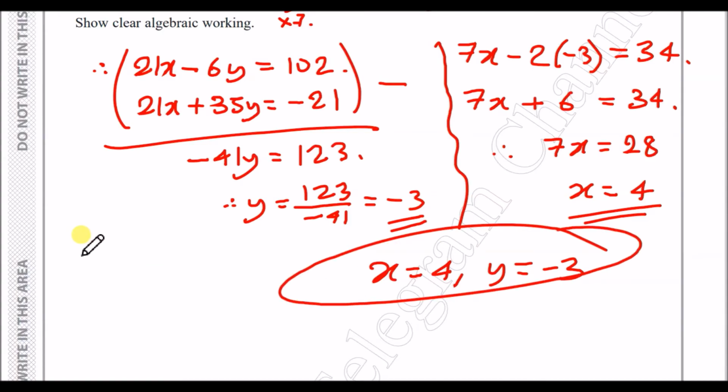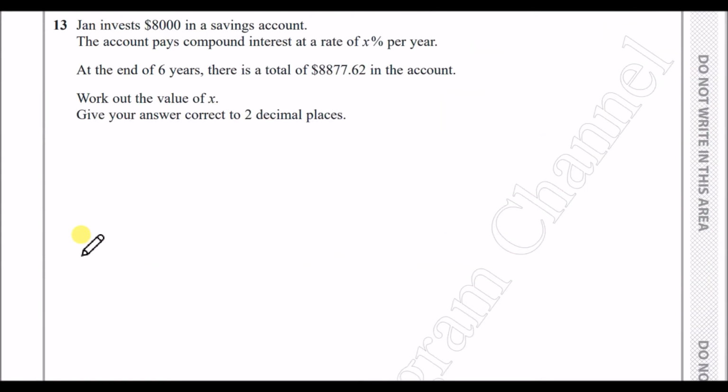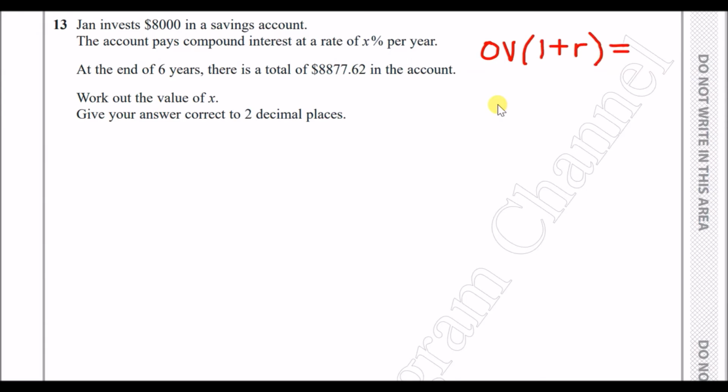So next question again, 13. So Jan, this is a personal name. So Jan invests $8,000 in a savings account. The account pays compound interest at a rate of X% per year. Okay, so just like the previous percentage question, you have an original value, you have a rate, because it's increasing, it'll be a positive rate and equals a new value.